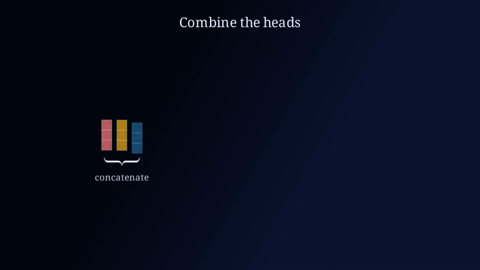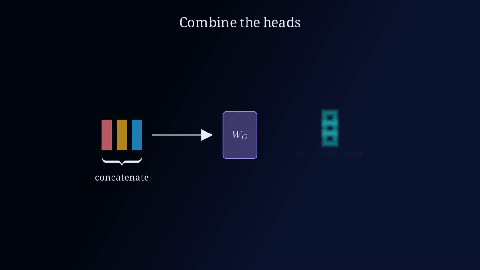Each head produces its own blended output vector for every word. To combine them, we simply stitch the heads' outputs together side by side and pass them through one more learned matrix that mixes them into a single result. Many perspectives folded back into one vector per word.